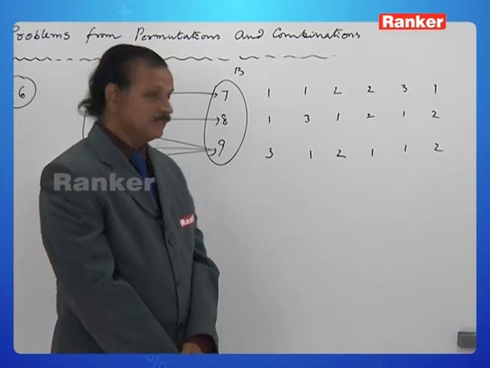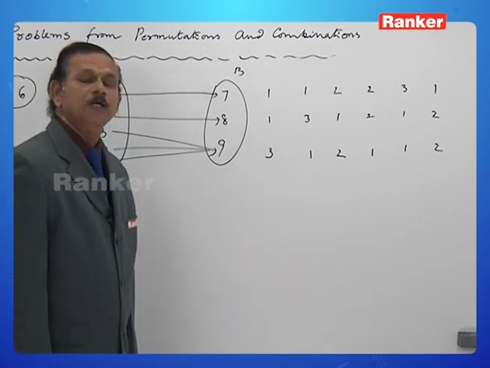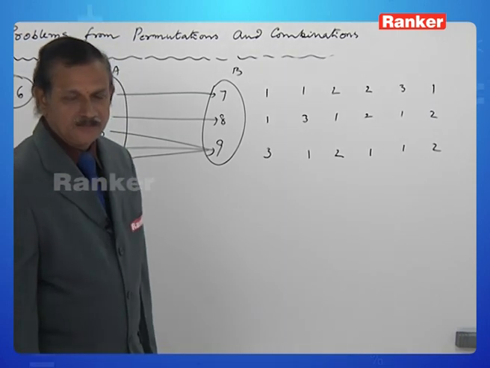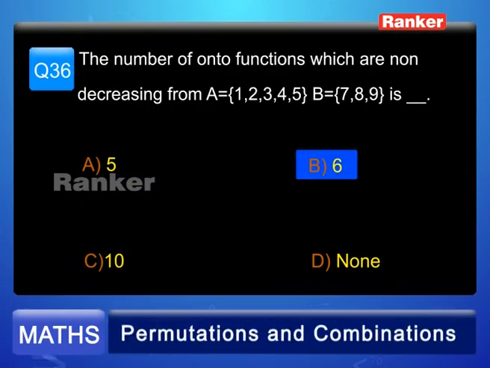Yes. So, with this type of distribution, you may have to make a plan according to that, so that you will have the number of onto functions directly. Hence, the answer is 6. That is option B. The next question.